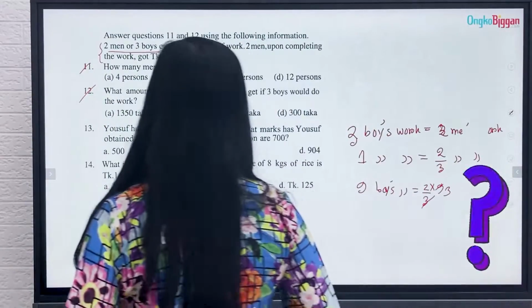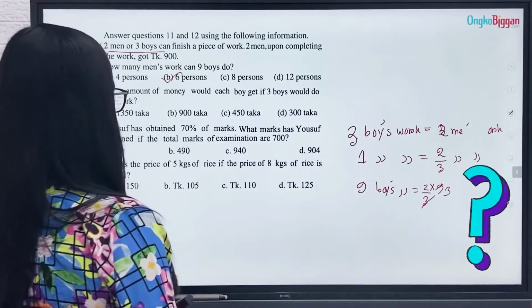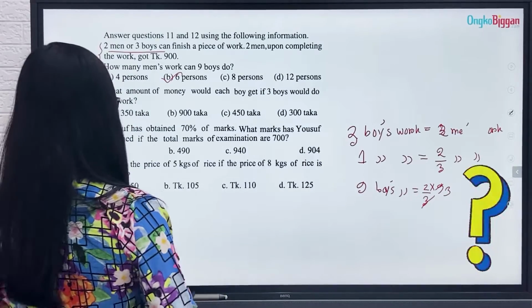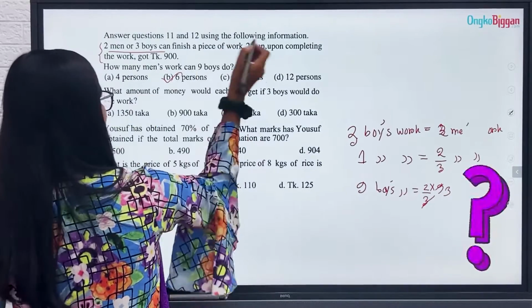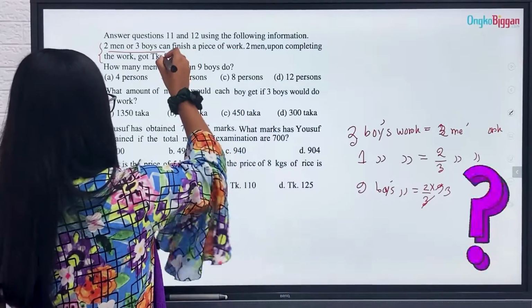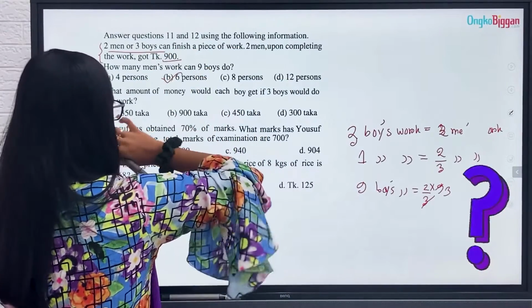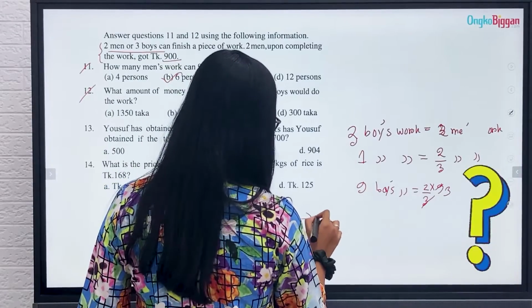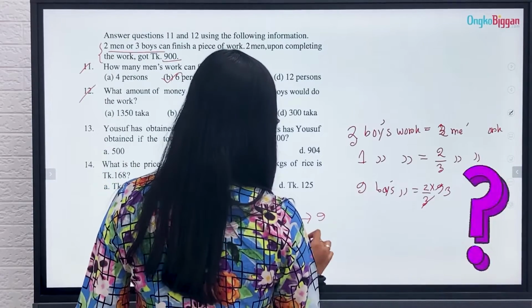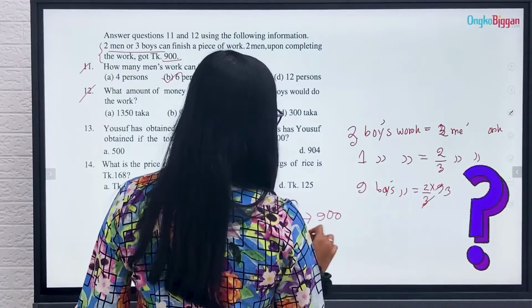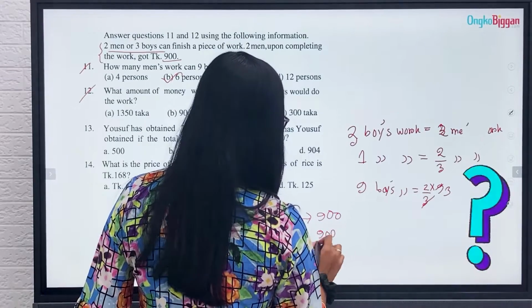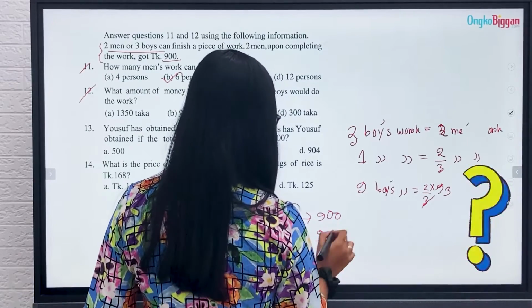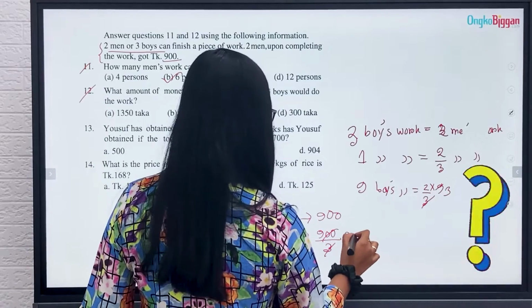Number 12, what amount of money would each boy get if 3 boys would do the work? We can see in the question that 3 boys actually get 900 together. So 3 boys are getting 900 taka. So 1 boy will obviously get less, that means 900 divided by 3. So it will be 300.